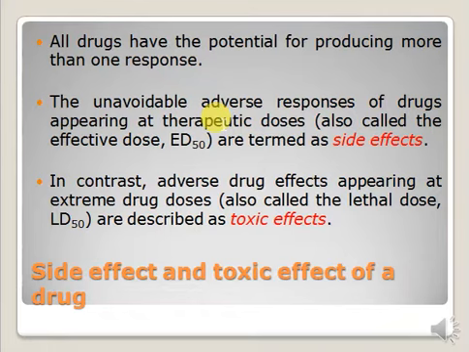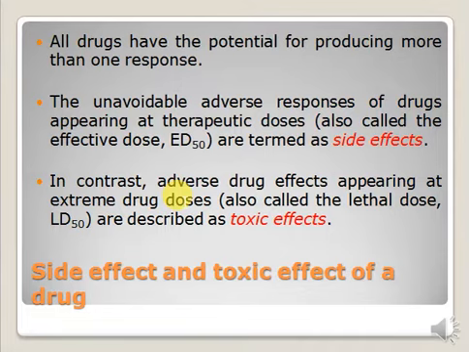So this is also a side effect, but instead of calling that a side effect, we call it a secondary effect. Similarly, the unavoidable harmful effect of a drug, appearing at the therapeutic dose, is known as the side effect, right? In contrast with this, the adverse effects of a drug appearing at an extreme drug dose are called toxic effects.